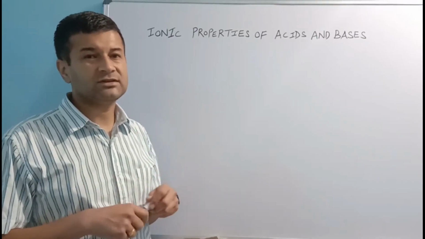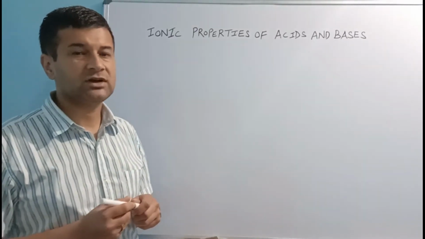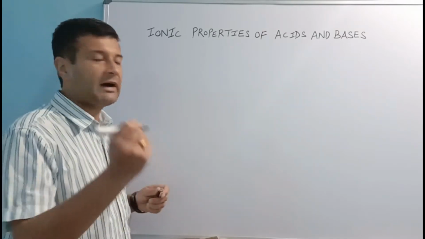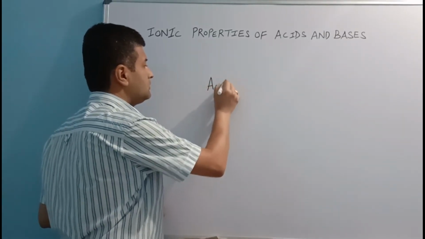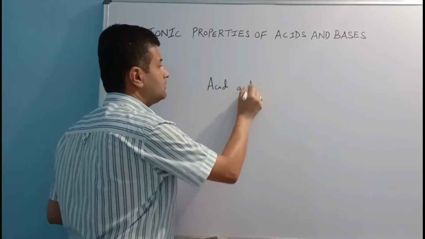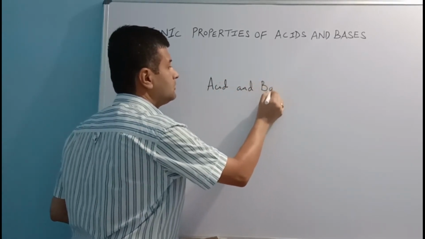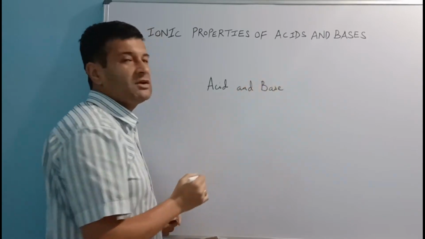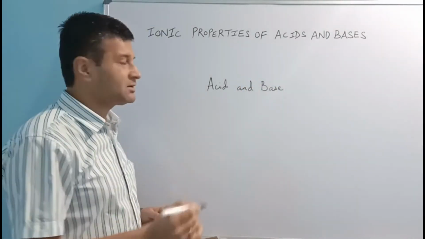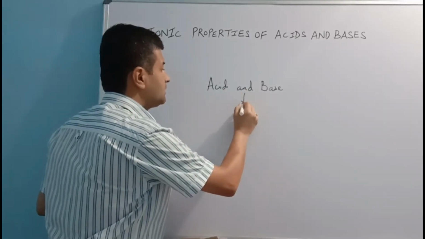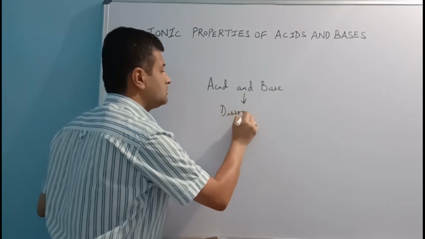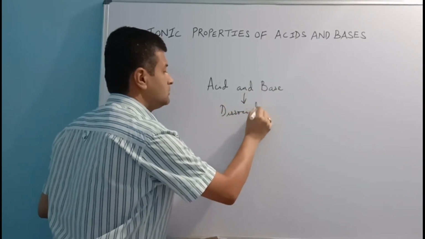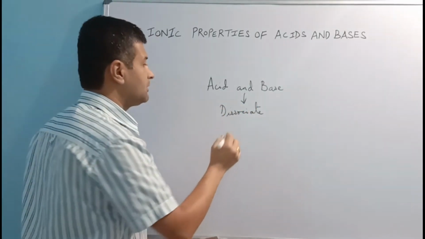Acids and bases conduct electricity because they dissociate to form ions. When we dissolve acid and base in water, they dissociate. They dissociate to form ions.